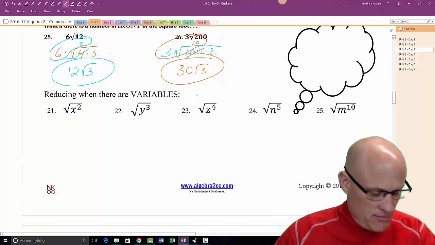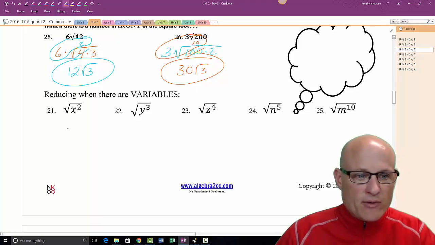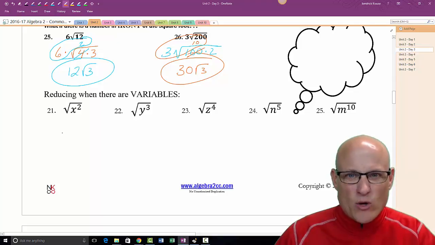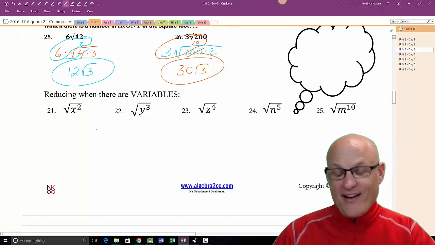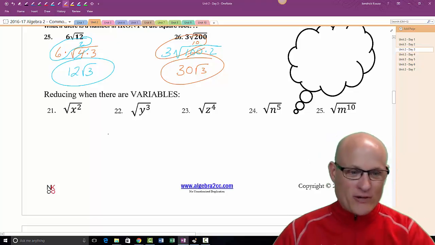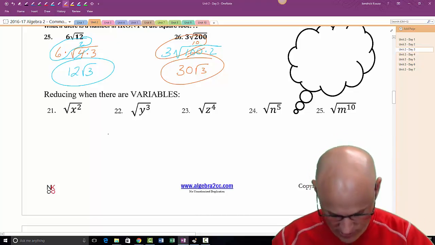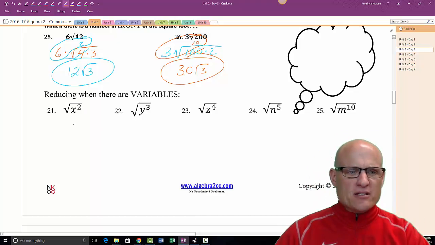So I think I meant to have this go over here. But anyway, the square root of x squared. Oh, we haven't talked about that yet. All of a sudden I had a brain cramp. I thought I taught you rational exponents. I have not taught you rational exponents yet. Okay. So what you need to remember is the square root of x squared is really just x.